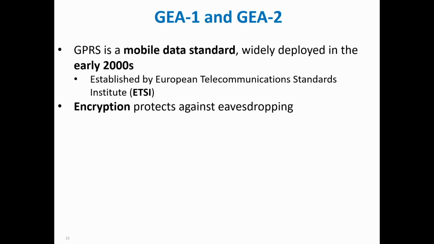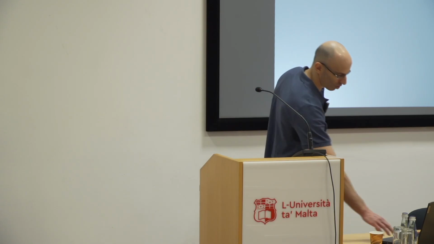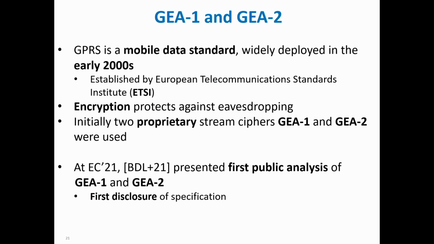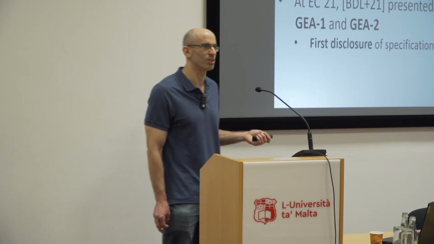Encryption was used to protect against eavesdropping. Initially the standard used two proprietary stream ciphers, GEA1 and GEA2, and the design of the stream ciphers was hidden. It was not known until recently, last year. At Eurocrypt 2021, there was a very nice paper with 8 authors that presented the first public analysis of the ciphers. Actually, it was the first disclosure of the specification of the ciphers.